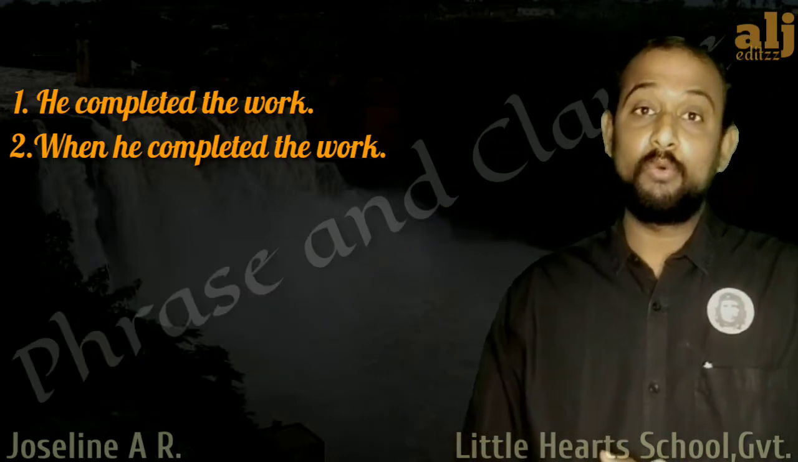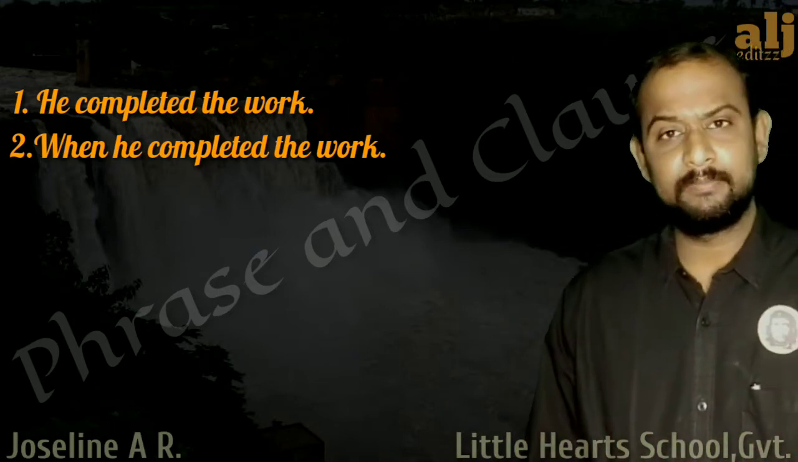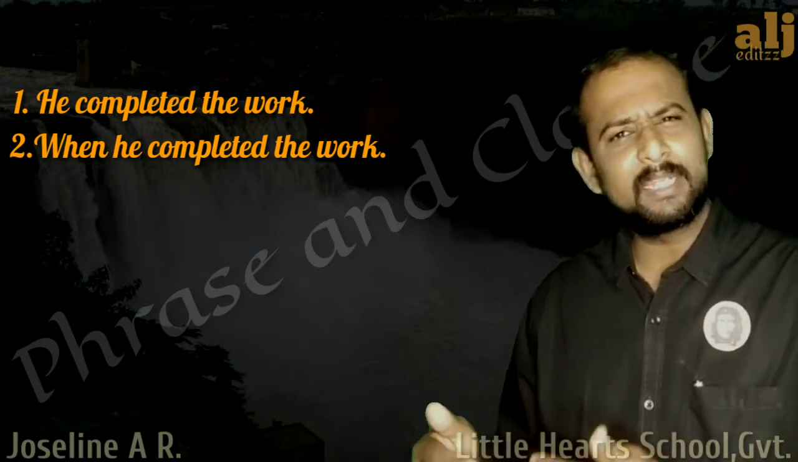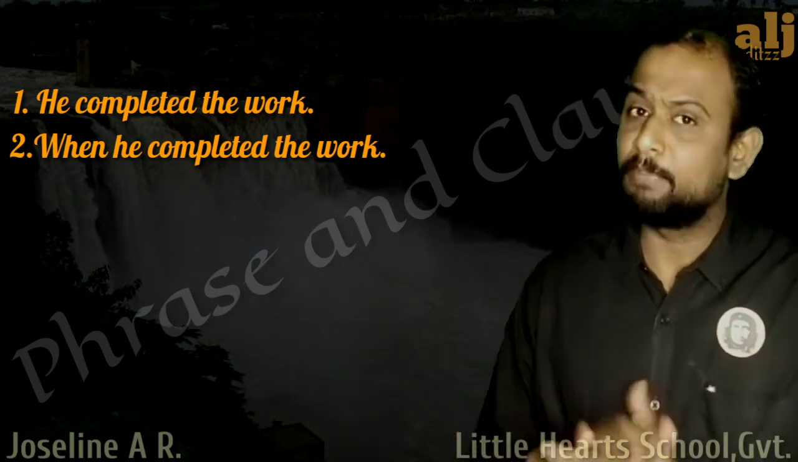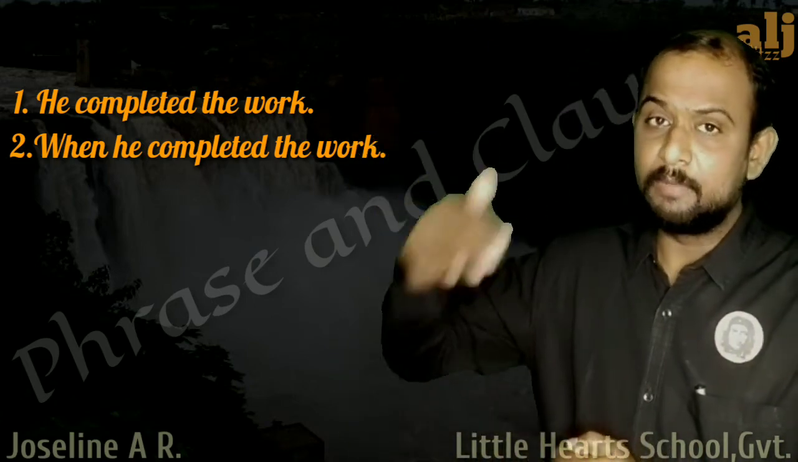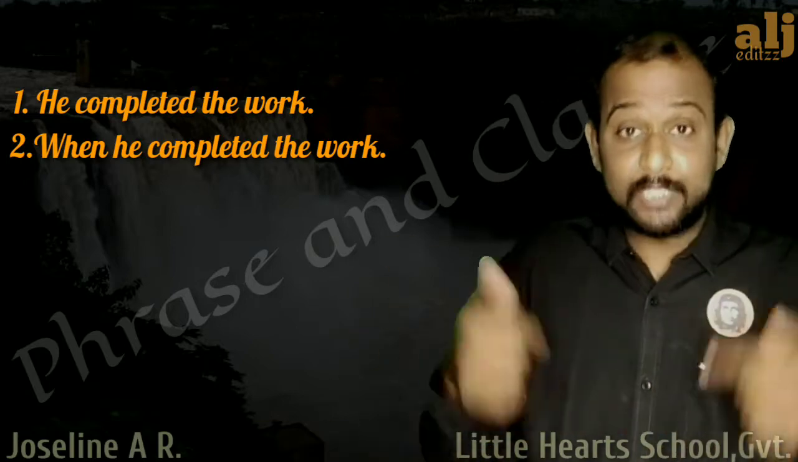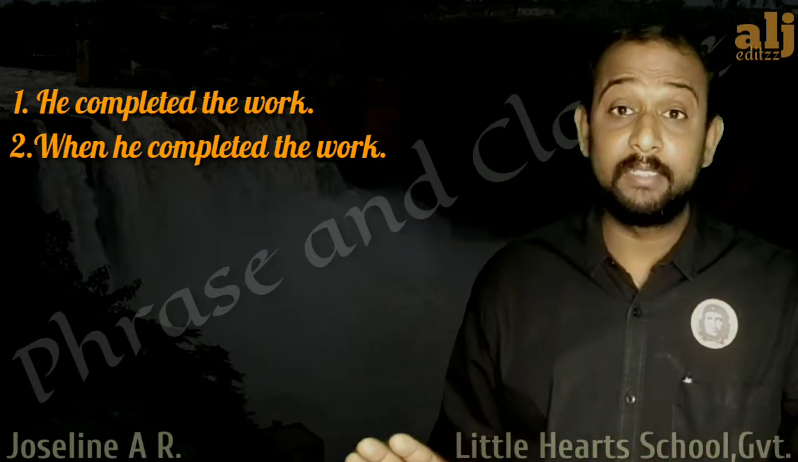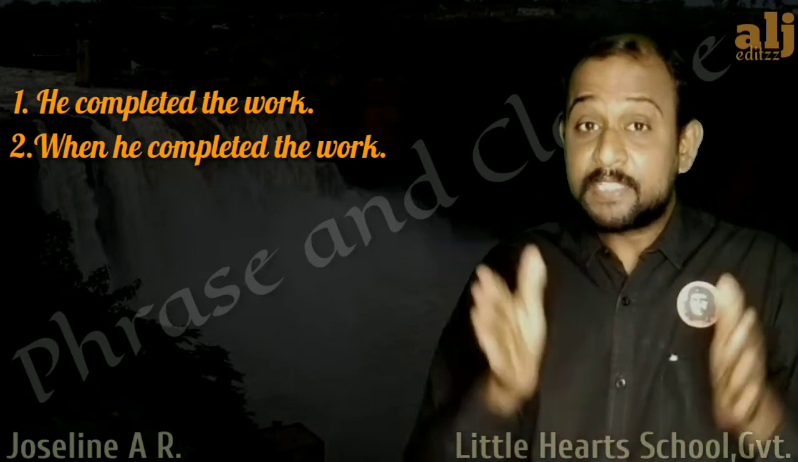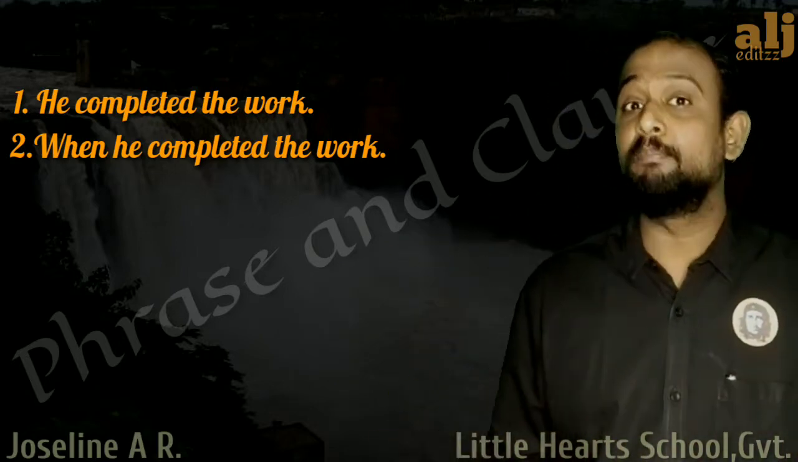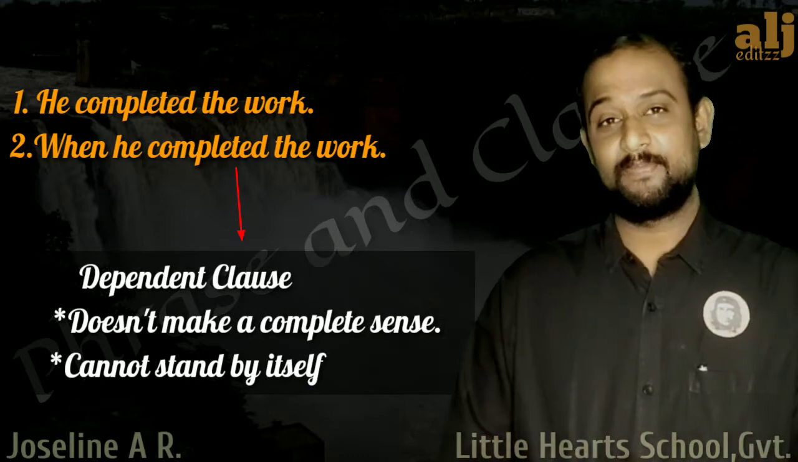Whereas second one, when he completed the work. So what next? It means it lacks something. It is not complete. First one, he completed the work is complete. It has a complete sense. Whereas this one, when he completed the work is not complete. It lacks something. It needs one more clause for its completion. Such clauses which are not complete are known as dependent clauses.